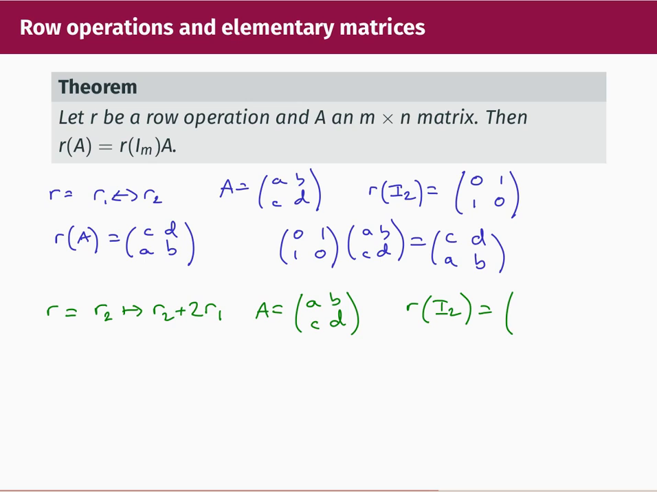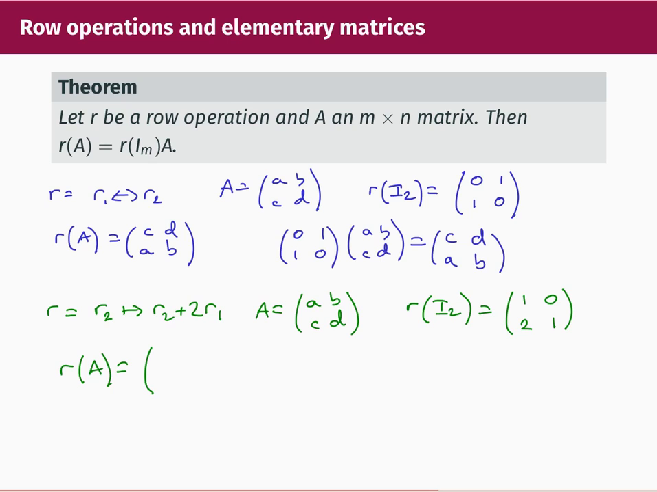So I have to take the 2 by 2 identity and add 2 times row 1 to row 2. So row 1 will just be the same as it always is, and then I'll have a 2 and a 1, like this. Now let's check that when we multiply on the left by this matrix, that agrees with R of A.